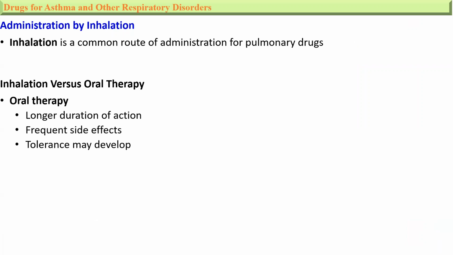Administration by inhalation is the common route of administration of pulmonary drugs. It is rapid and efficient, and the rich blood supply allows for quick absorption and onset of action, and it delivers drugs directly to sites of action. Inhalation is the common route of administration for pulmonary drugs because it delivers the medications directly to their sites of action.